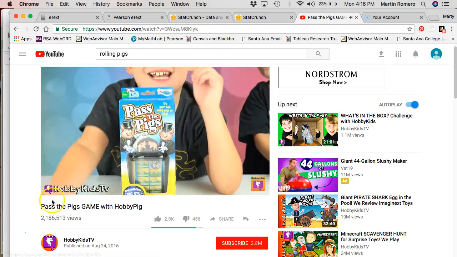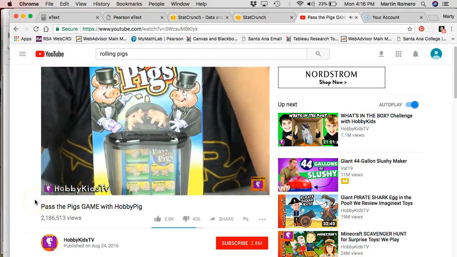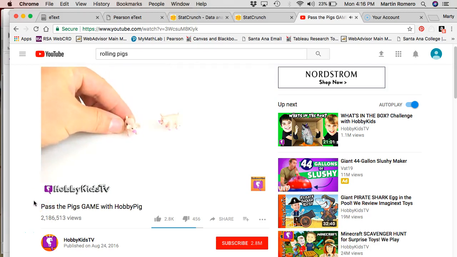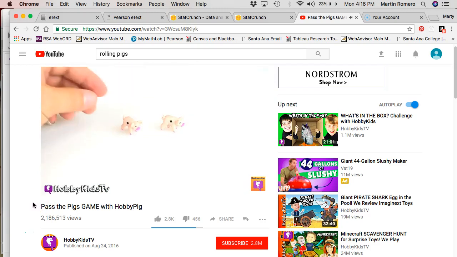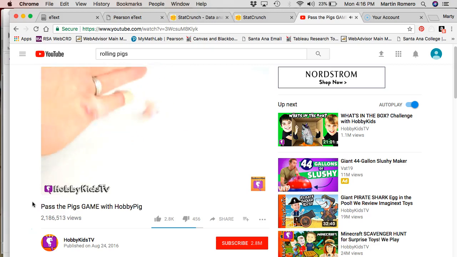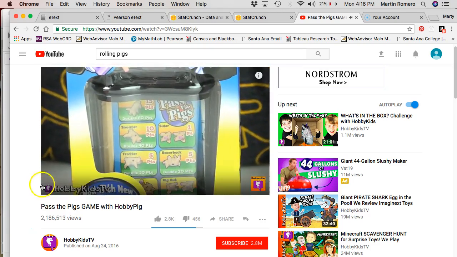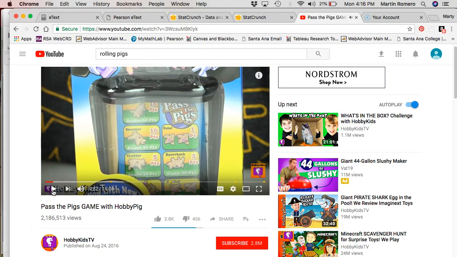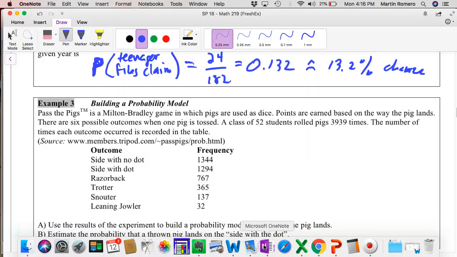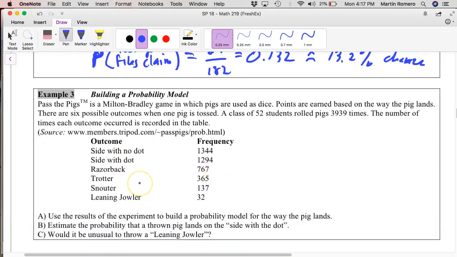Let's do it. We've got 2 piggies, and the way they land, there's these cute little pigs. And each one of them has a dot right here. And you roll them like dice. You get points, and you can either decide to keep your points or roll again. I have a pair that I'm going to take to class to show you when we get a chance. But you just roll them, and you get points for how they land. And so that's the question that's going on in this problem here. Looking at how they land. There we go. And so we have these different things, and they named them.